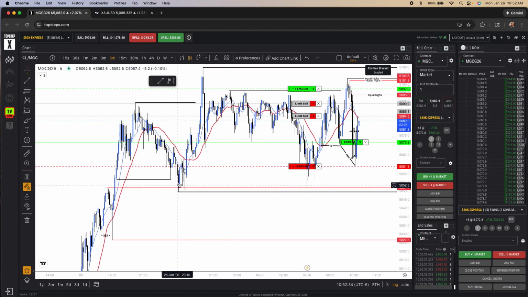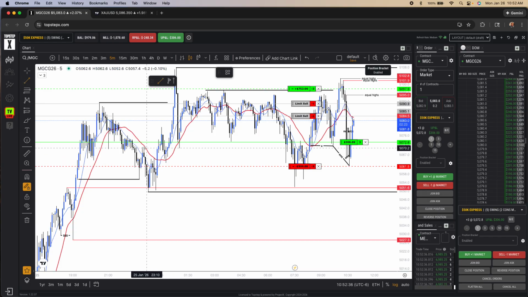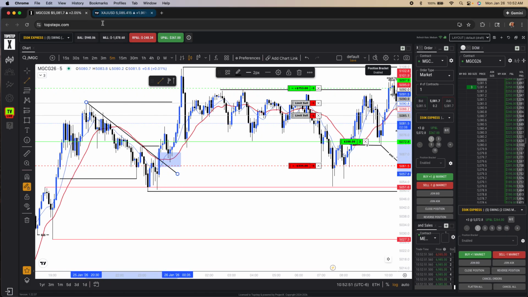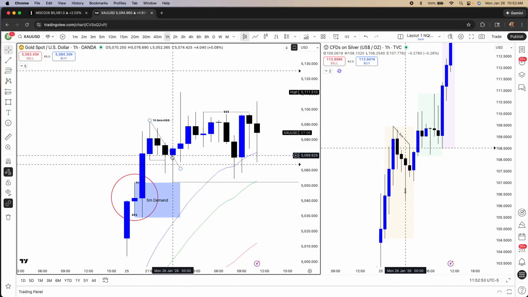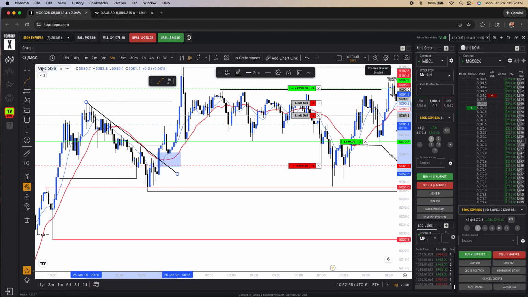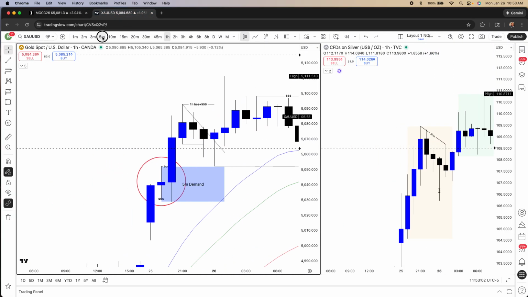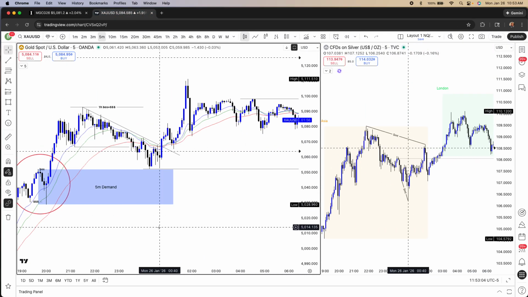And you can see we had a good reaction. We ended up changing character right here, or breaking higher, creating a new imbalance for us to tap into. You can see the trend line also right here. Same trend line, which is right here. And we ended up going and taking out the high. So that's pretty much the breakdown on that trade.